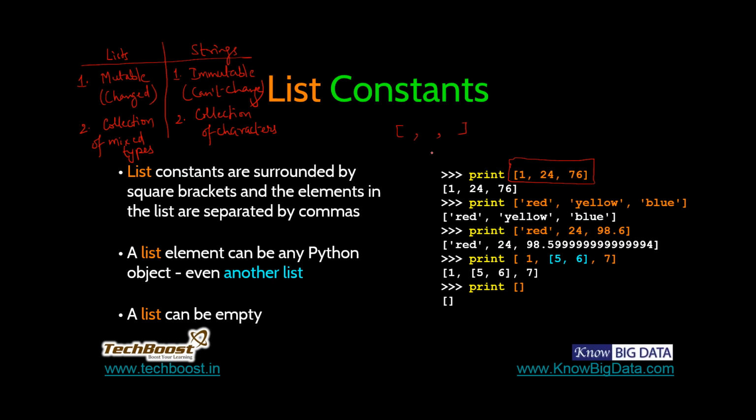What do you mean by this? That means the items in the list are separated by commas. You need to put commas if you want to have multiple items. That means I have a list of 3 items. I need to put all these 3 items inside the square brackets and separated by commas.